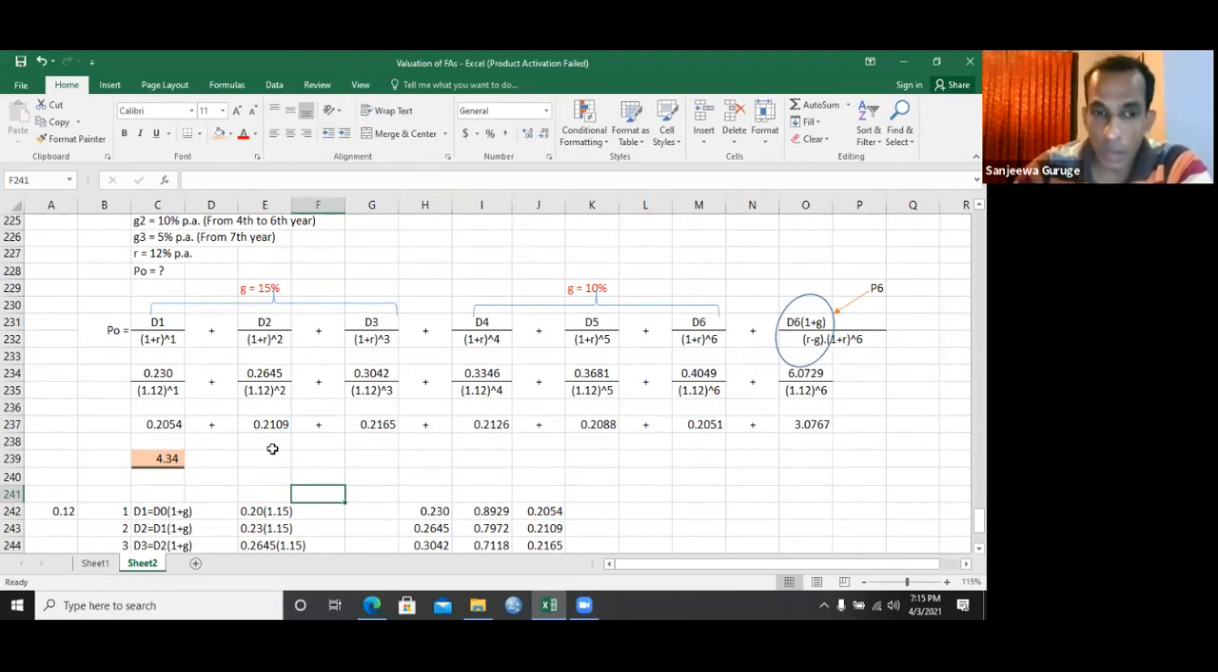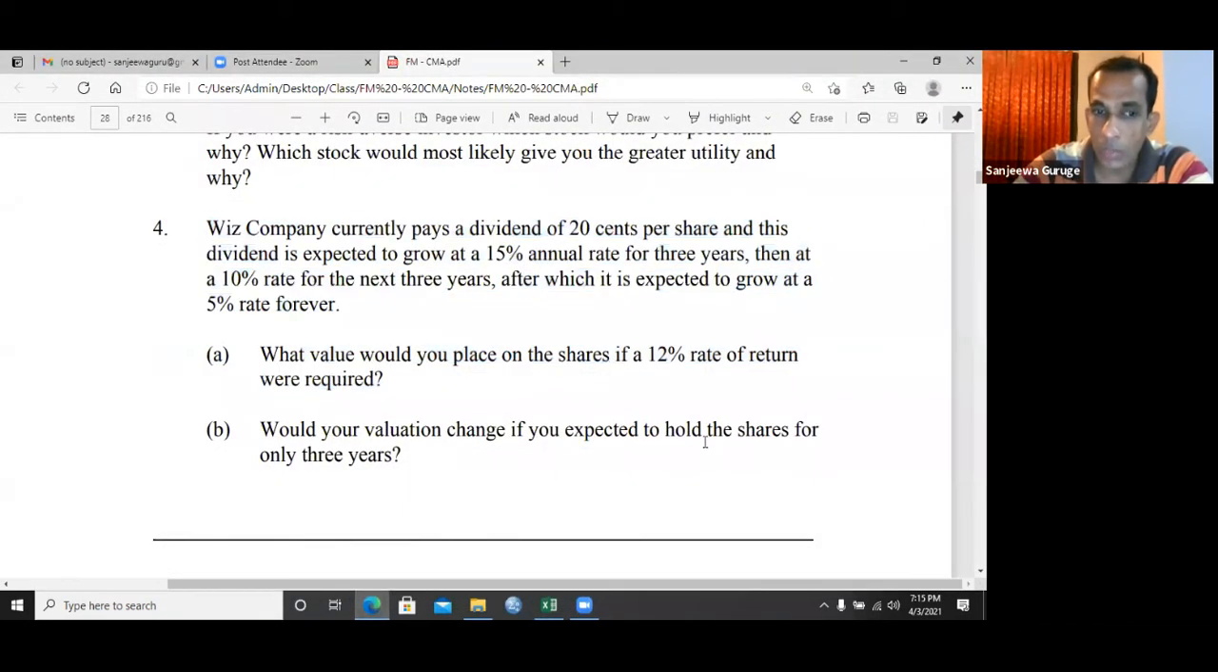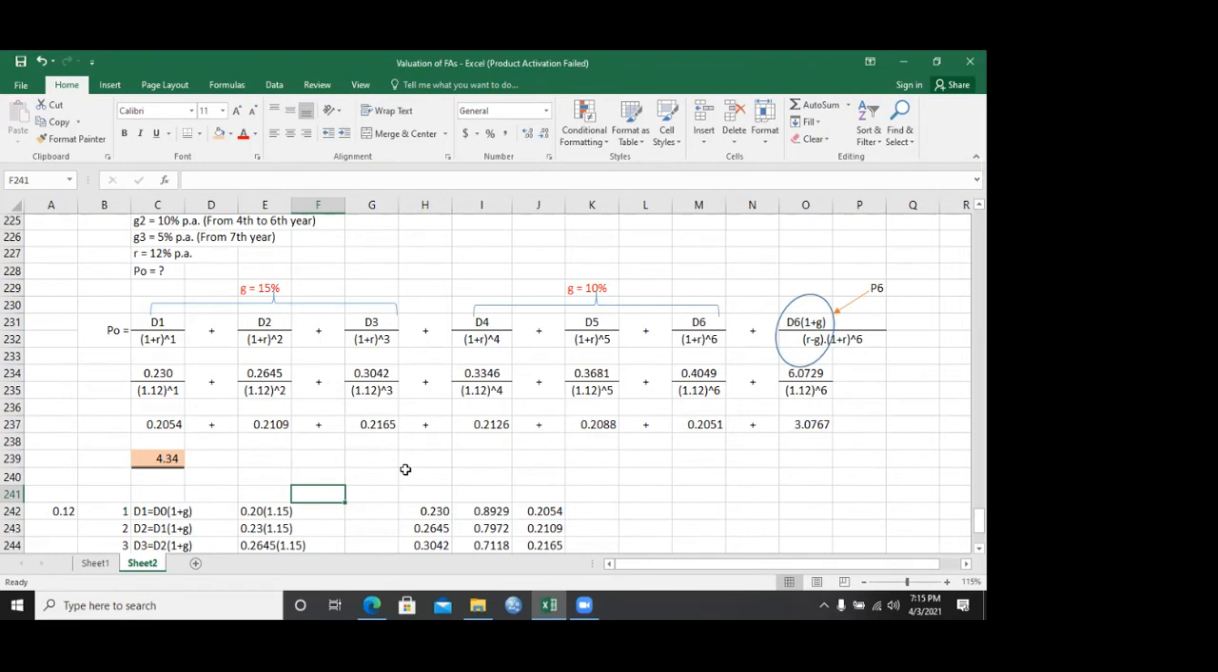Suppose, as given in this question, we are planning to hold the share for only 3 years. To calculate the price for the share, what are the values you need? You are going to hold the share for 3 years and sell. Then what are the benefits you are going to get? Because price is the present value of future benefits, and that principle will not change. You are going to buy the share, hold it for 3 years and sell. What are the benefits you are going to get?